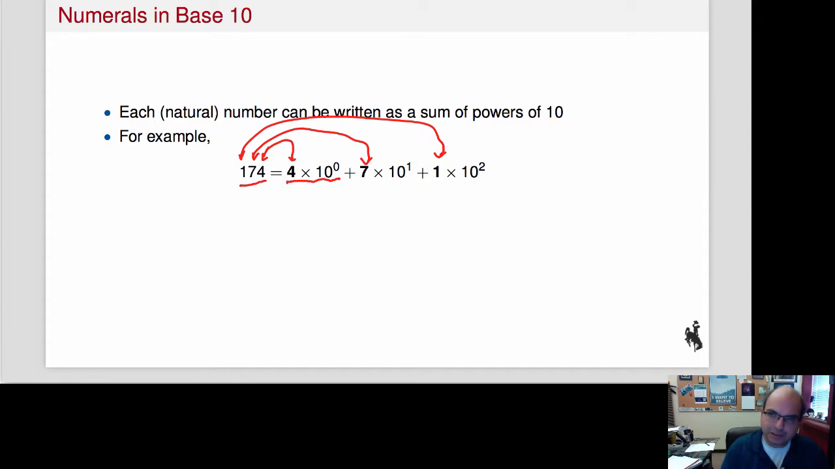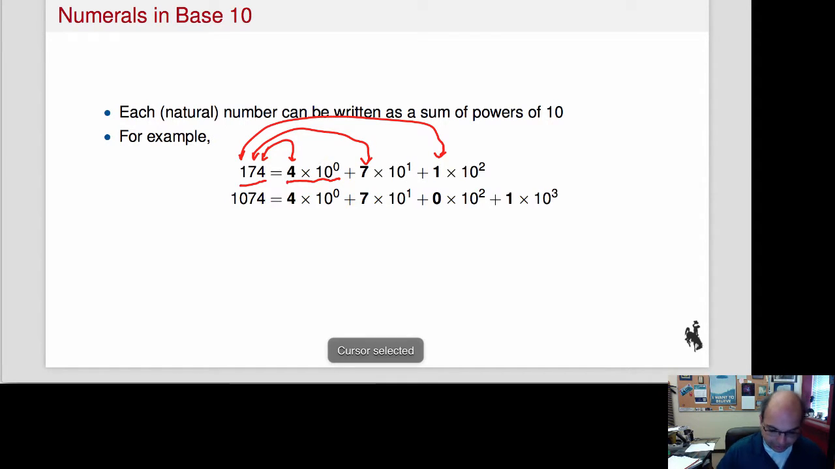And notice that this is positional, right? So the rightmost position is how many 10 to the 0s do I have. The one immediately to the left is how many 10 to the 1s I have, and so on. This is the reason that we actually need the numeral 0, right? I told you it was one of the great discoveries of humankind. And here's why.